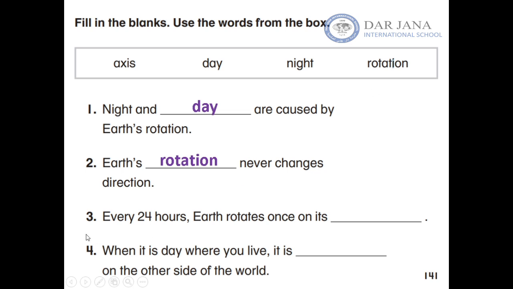Number 3. Every 24 hours, Earth rotates once on its, the Earth will rotate on its axis. Number 4. When it is day where you live, it is what on the other side? Of course, it is the opposite. So if it's day where you live, it is night on the other side of the world.